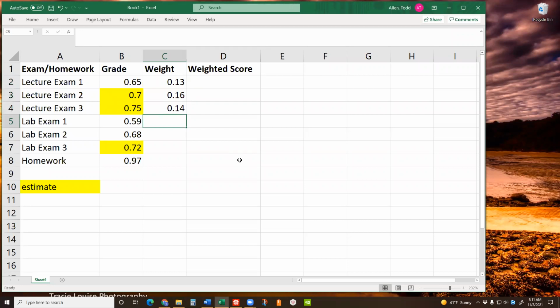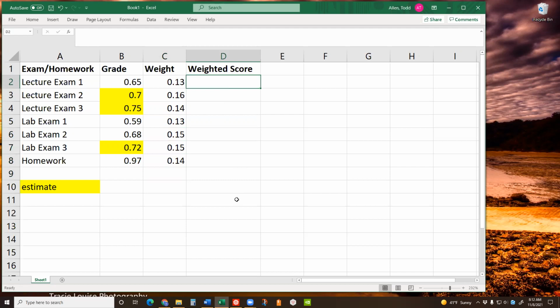All right, lab exam 1 is weighted at 13%. Lab exam 2 is weighted at 15%. Lab exam 3 is weighted at 15%. Okay, and the homework, all the homework that you've done this semester and you will by the end of the semester will be weighted in your final course grade as 14%, okay? 14%. All right, so those are the weights, again, you take from your syllabus.